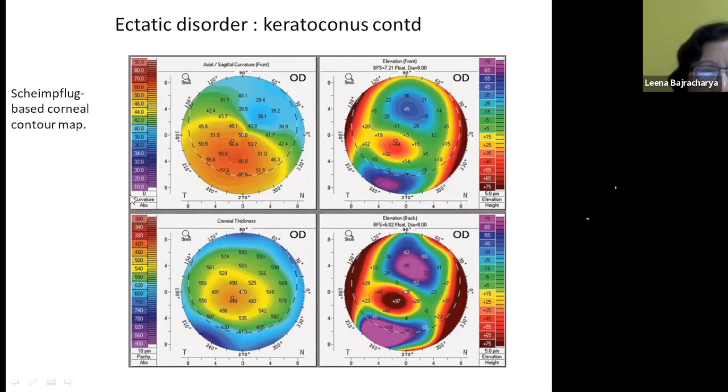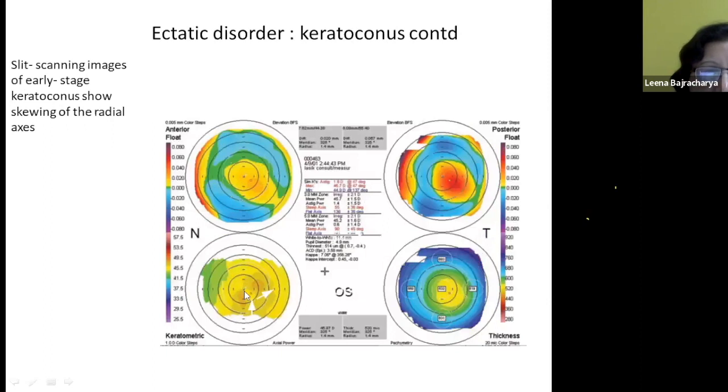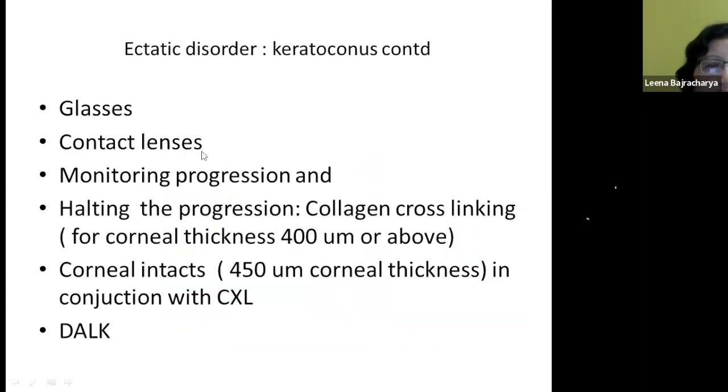And this picture shows the displacement of the radial axis. The axis of the cornea is shifted. This is an early sign of keratoconus. We are not seeing any thinning of the cornea yet, and this displacement of the center is an early sign. Treatment is glasses and contact lens initially, but contact lens doesn't halt the progression.